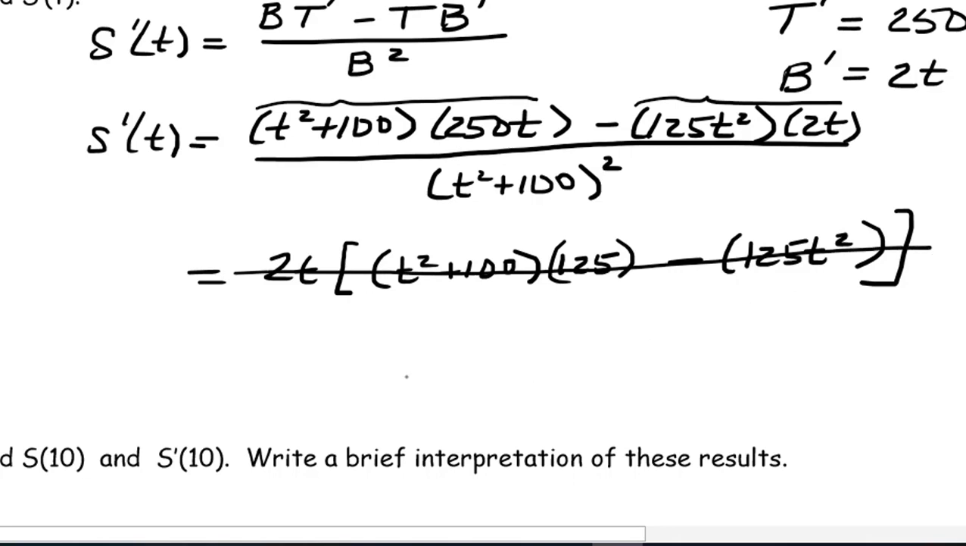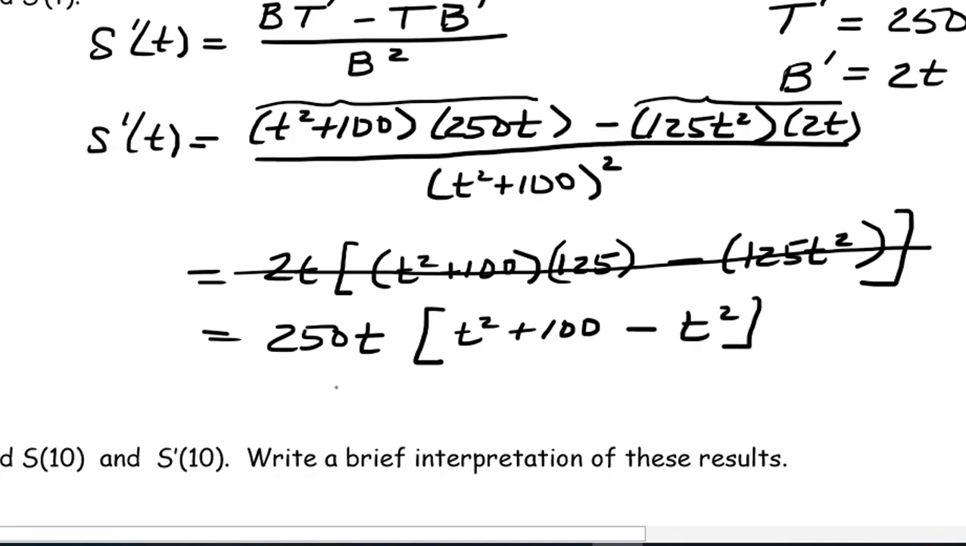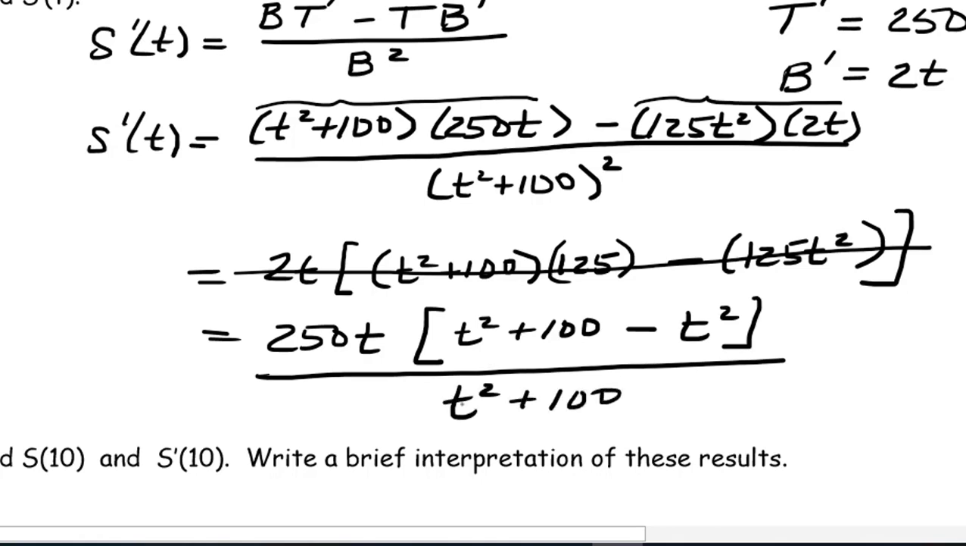So really I'm factoring out 250 from each term. So that's going to be 250t, and let's see what's left behind. So we have t squared plus 100 minus, we took out the 2, the 125, that's our 250, and one of the t's, so we're just left with t squared, all over (t squared plus 100) quantity squared. All right, so this is our derivative written in a slightly different way.